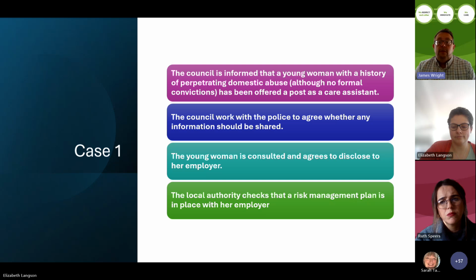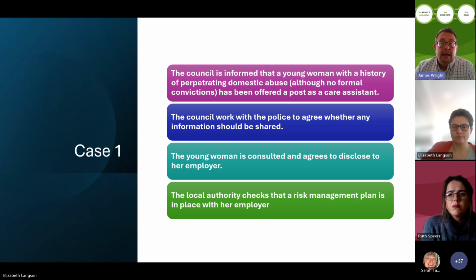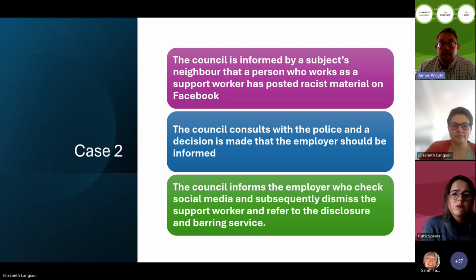So any questions or comments on that, do put them in the chat, and Liz or Ruth will prompt me. Otherwise, I'll move on to our second example.